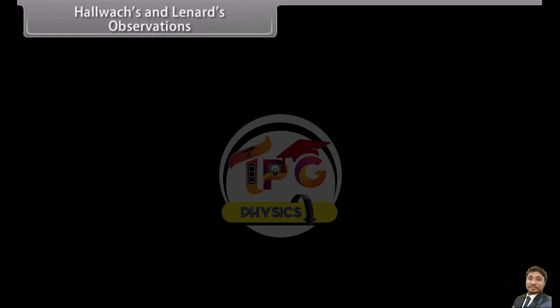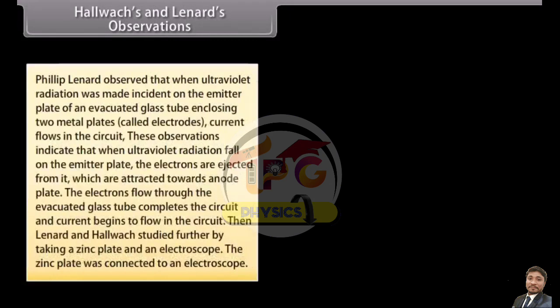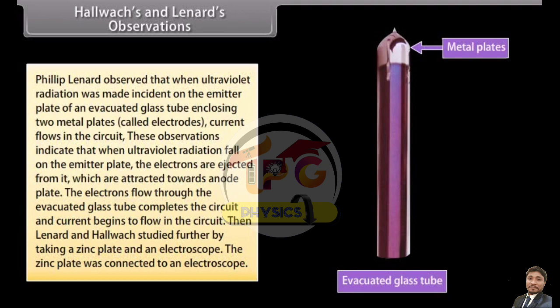Hallwachs and Lenard's observations. Philip Lenard observed that when ultraviolet radiation was made incident on the emitter plate of an evacuated glass tube enclosing two metal plates called electrodes, current flows in the circuit. These observations indicate that when ultraviolet radiation falls on the emitter plate, the electrons are ejected from it, which are attracted to its anode plate. The electrons flow through the evacuated glass tube, complete the circuit, and current begins to flow in the circuit.